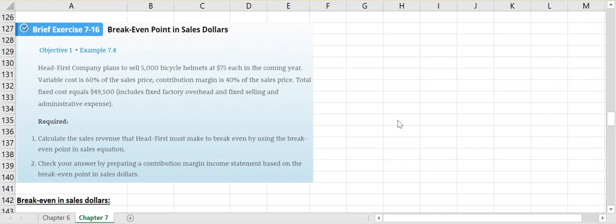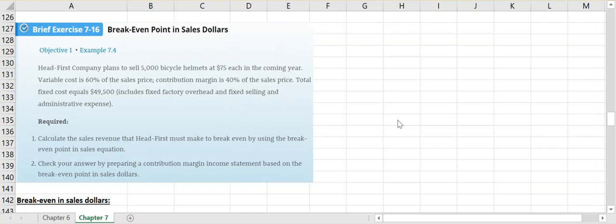So again, they give us the same information for the Head First company: that they expect to sell 5,000 bicycle helmets at $75 each with a variable cost of 60% of the sales price, and a contribution margin that is 40% of the sales price. Our total fixed costs equal $49,500.